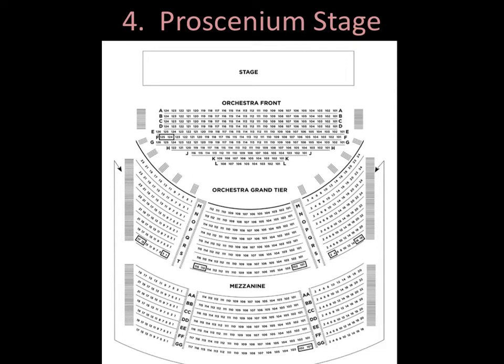And the last form of a stage setup I want to talk about is the proscenium stage. That's a word to lift your hat to, proscenium. And in a proscenium stage, you have the stage at one end. You see it's there at the top of our diagram. And then you have row after row after row of audience area.